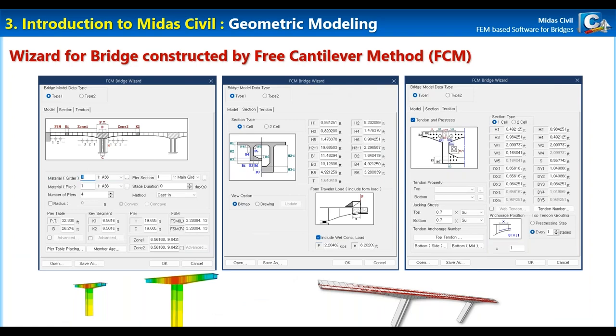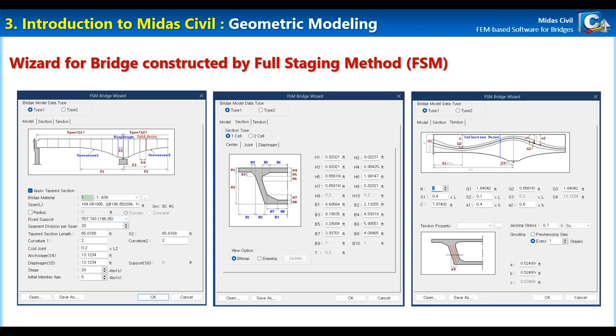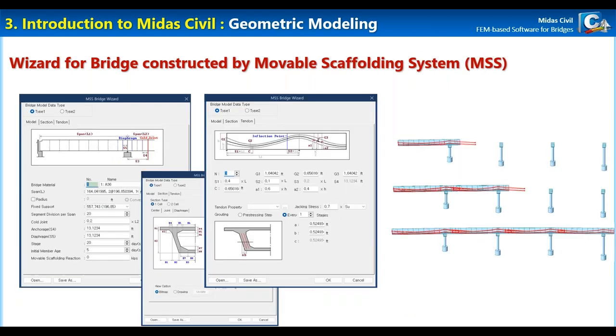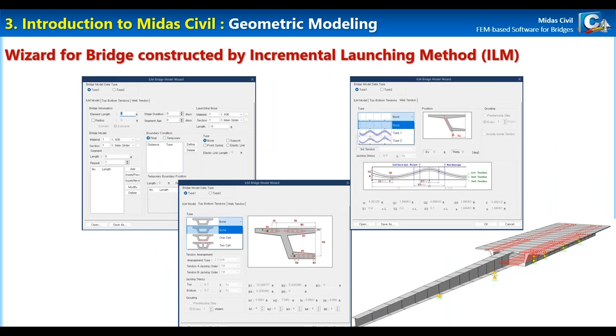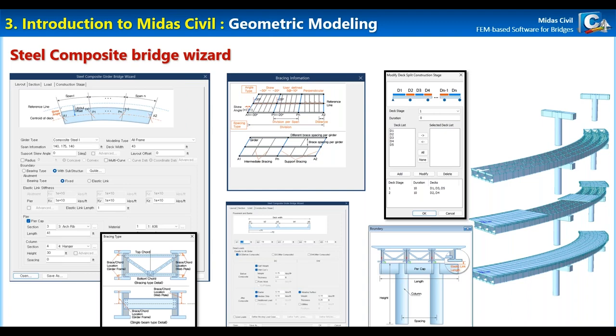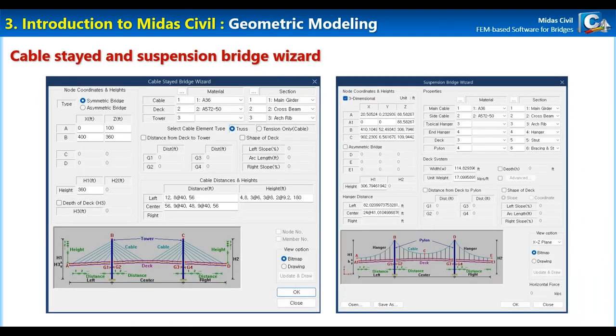This is for bridge construction by the free cantilever method. Internationally we usually use the term balanced cantilever method, but in Korea they usually use free cantilever method, so don't be confused by the word. The other wizard is about the full staging method, and another is about the movable scaffolding system. The incremental launching method is also supported in the wizard. The steel composite bridge wizard is also supported, and we have one for cable stayed and suspension bridges.